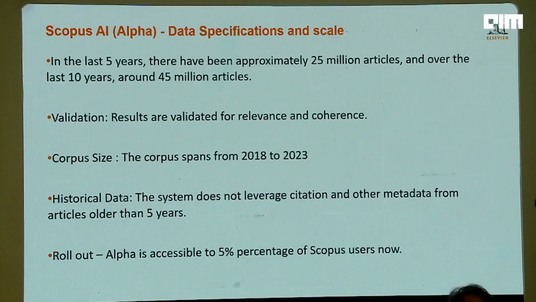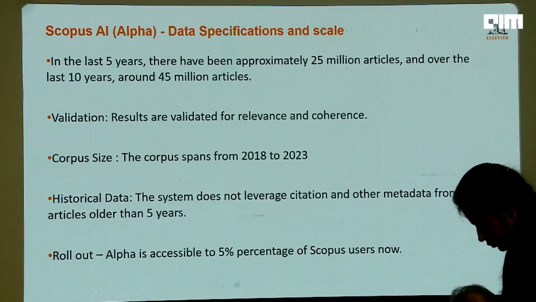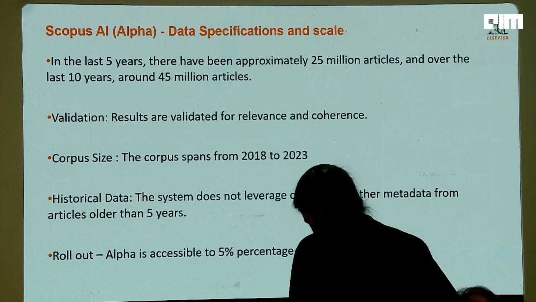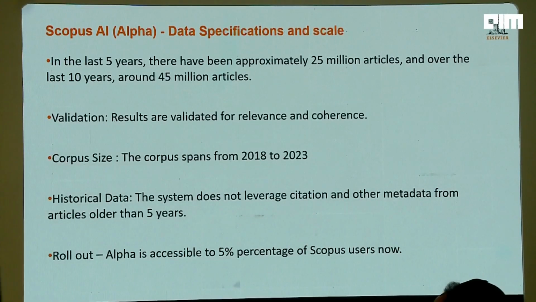And the second is, we are validating the results of the LLM with 2 main criteria: the relevance and the coherence of the summary. About the citation metadata that I was talking about, we couldn't leverage it because we are not using data from the past. We are just using data from the last 5 years, so we are missing out on the citation metadata. And about the rollout, Scopus Alpha is rolled out to 5% of the entire Scopus user base that we have.